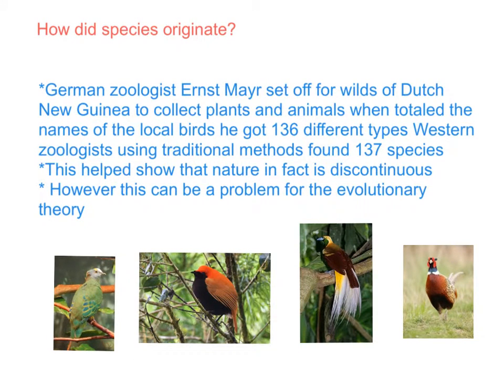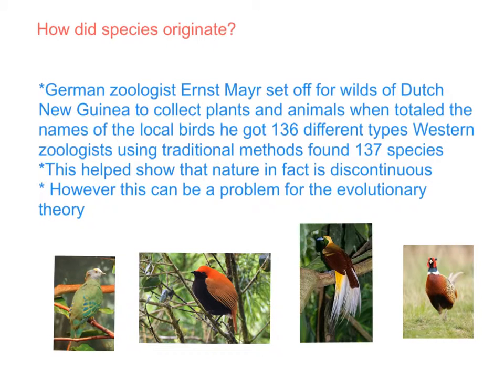So, the German zoologist Ernst Mayr in 1928 set off to the wilds of Dutch New Guinea to collect plants and animals. And when he was finished with his research, he had found a total of 136 different types of local bird names. Western zoologists that used taxonomy and traditional methods had also found 137 species. This helped convince not just Mayr but also other people that nature is in fact discontinuous.